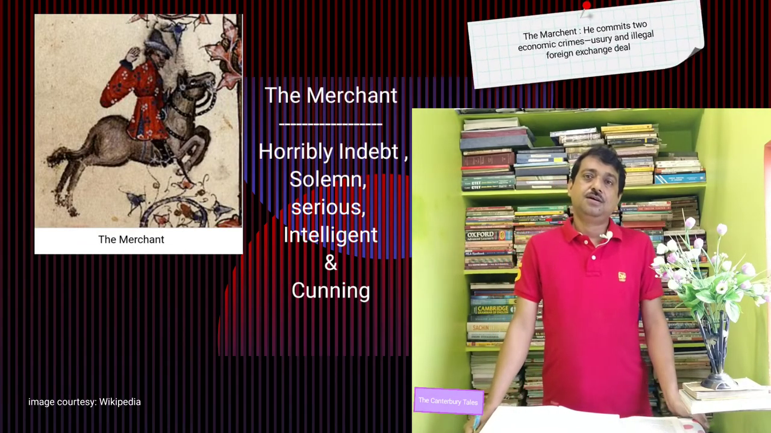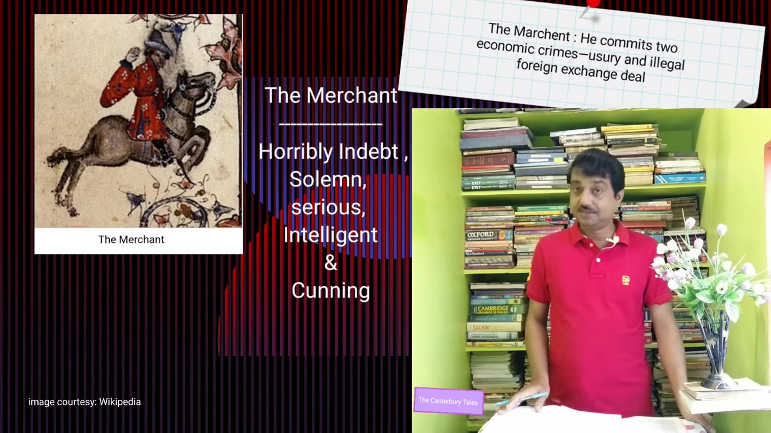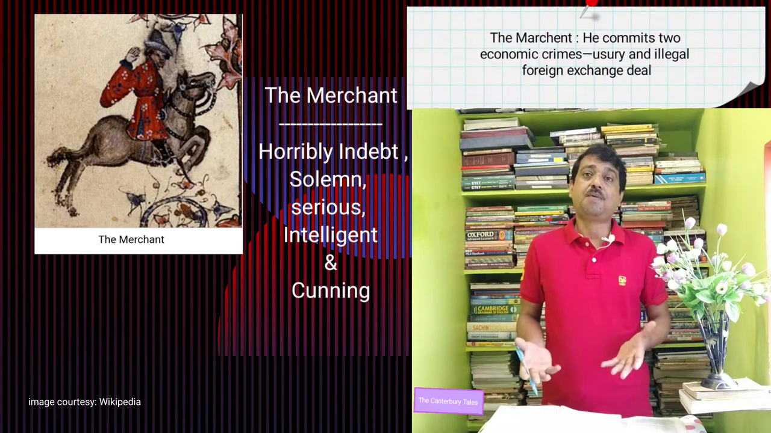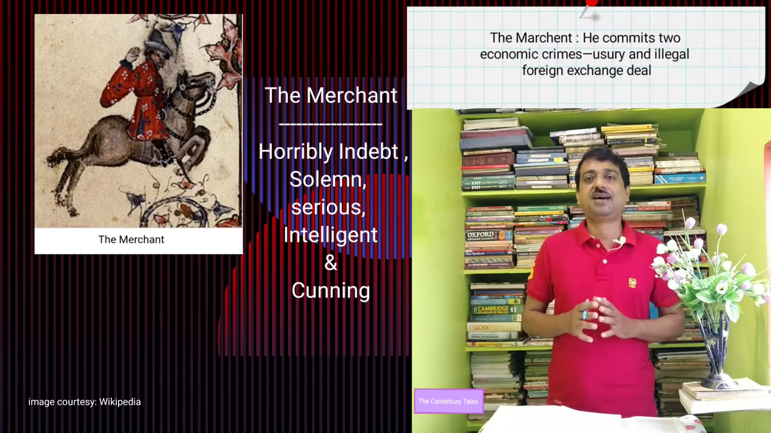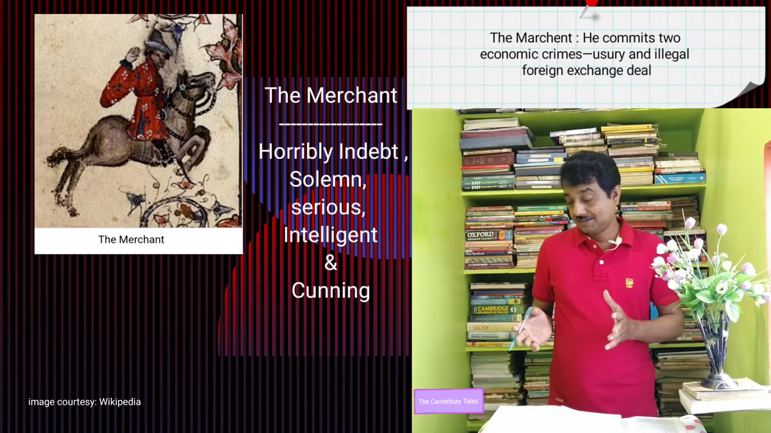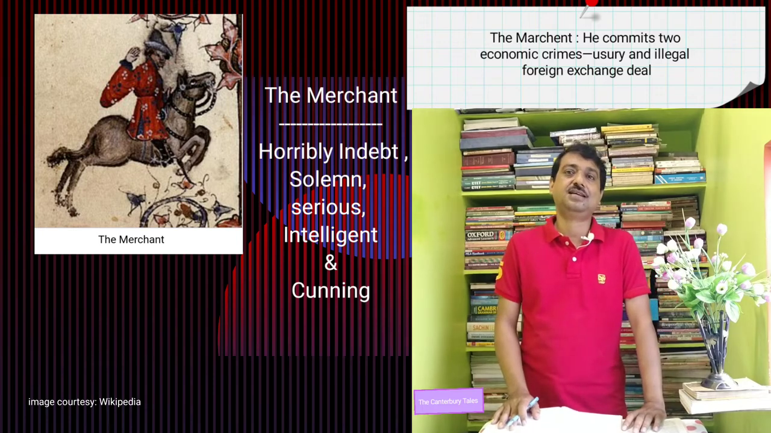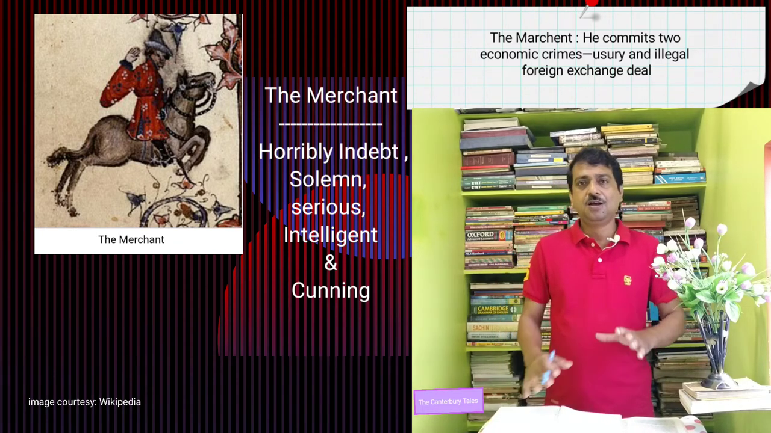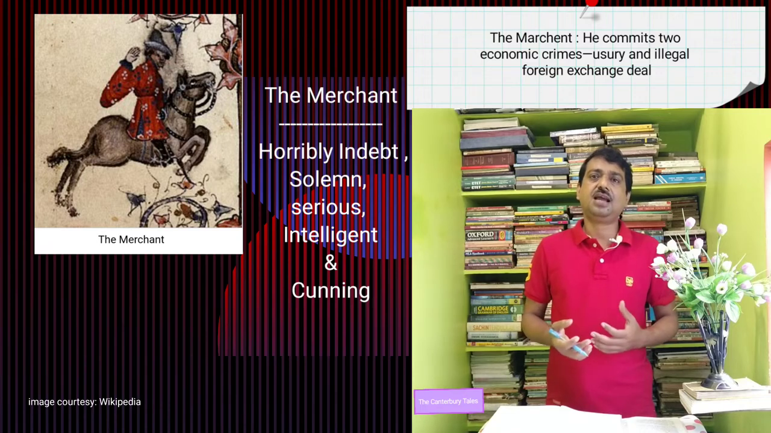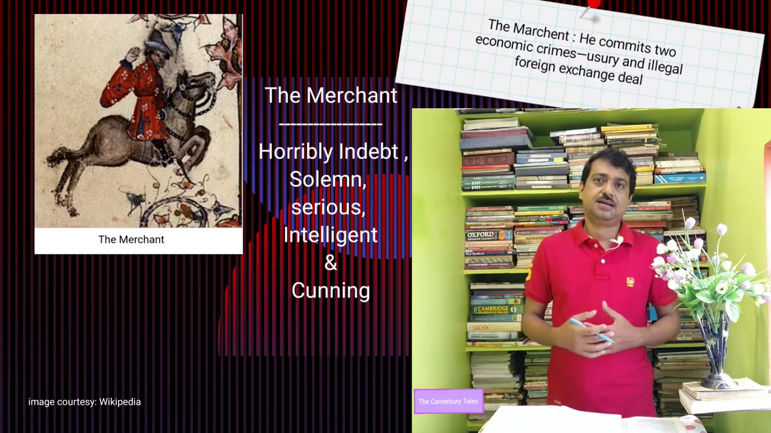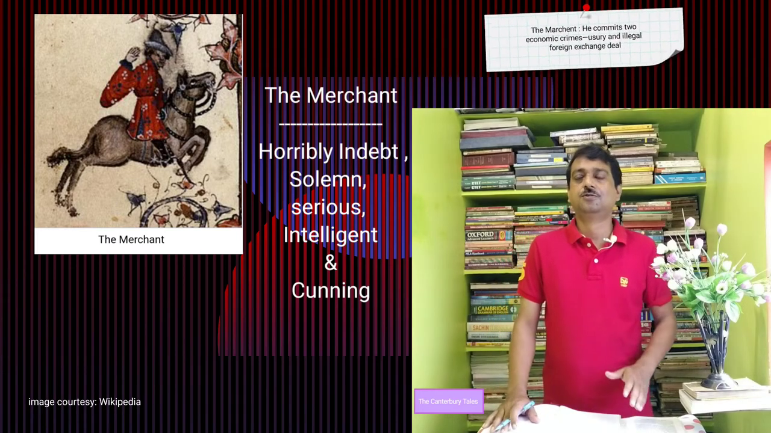The merchant, who sedulously attended to his business, spoke his reasons full pompously. He convinces everyone that he was an expert in finance, but the reality is that he is horribly in debt. Serious, intelligent, cunning, he sets up a safety patrol at the English Channel, safety for tradesmen. However, notably, he commits no economic crimes, usury, or illegal foreign exchange deals. So these are the trades, the business people that have been shown through his character.